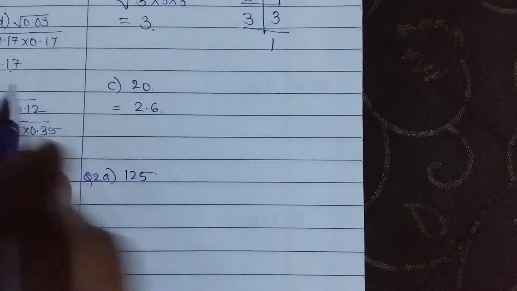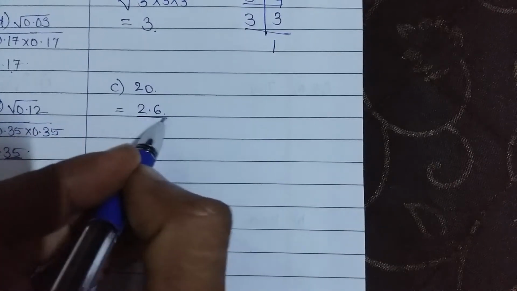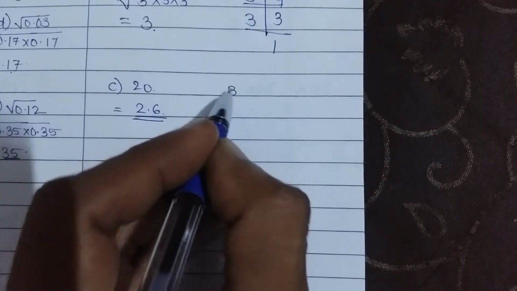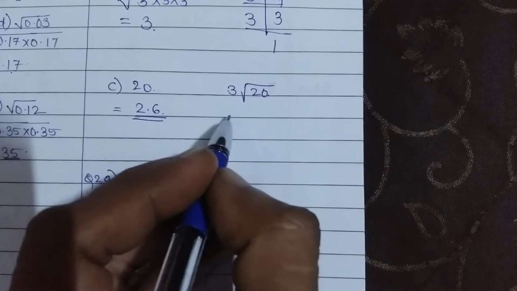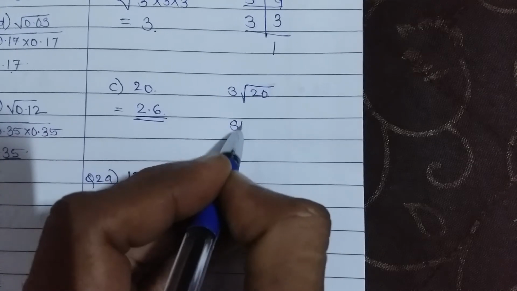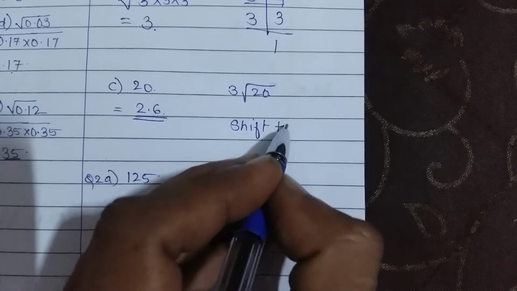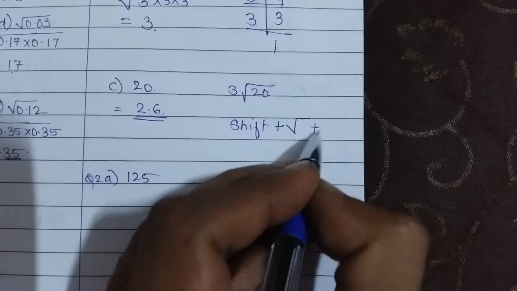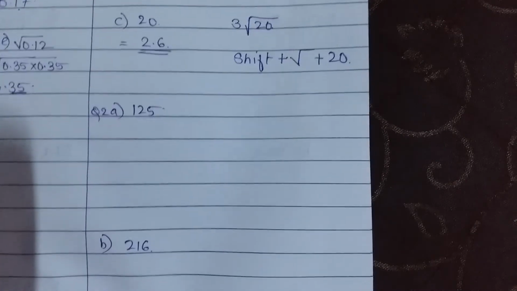Now cube root of 20, you can directly calculate on the calculator. The answer is 2.3. You just press shift, plus, the root button, and then type 20. You will get the answer.